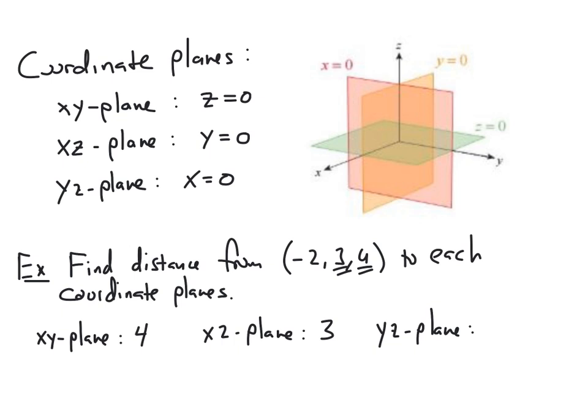So the -2 means that this point is going to be 2 units away from the yz plane, just in the negative direction, along the negative x-axis. So it's going to go 2 units back away from the origin in the opposite direction that the arrow from x is pointing in the picture. And so the distance here is actually 2, not -2.